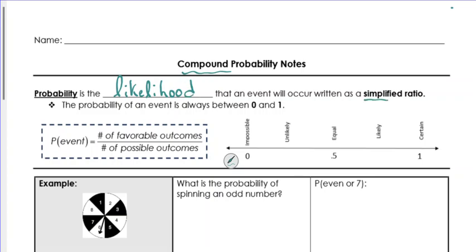And it's always written as a simplified ratio. So you can write it as a decimal, you can write it as a percent, or you can write it as a fraction, but if you're going to write it as a fraction, it should be simplified.